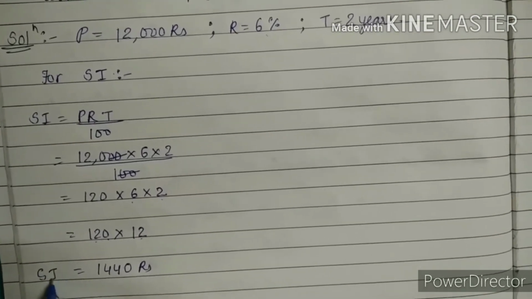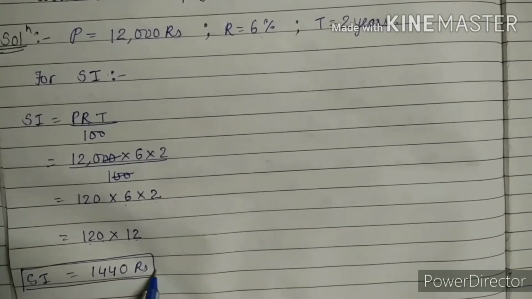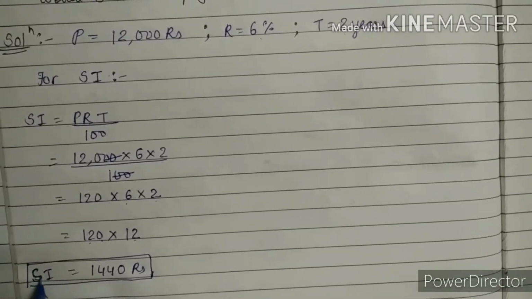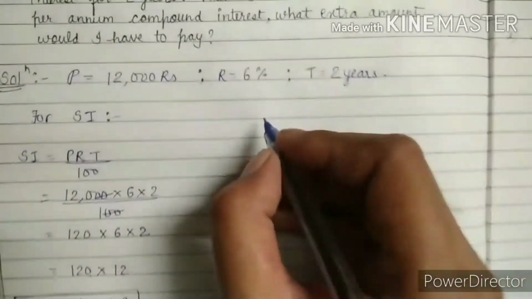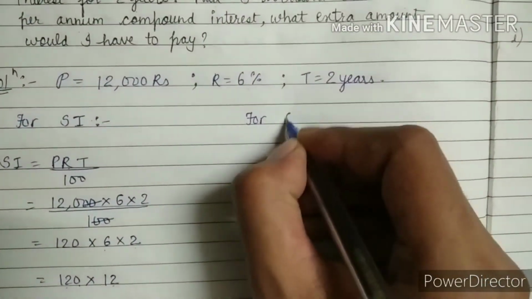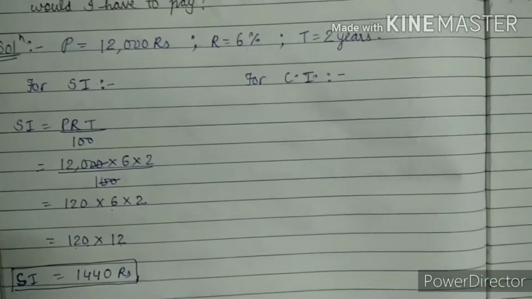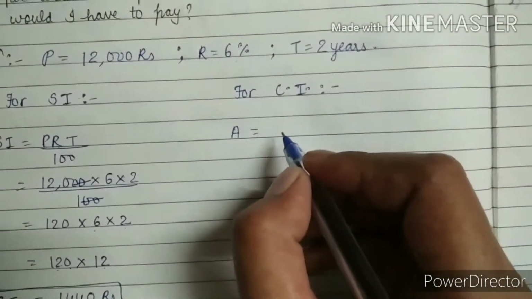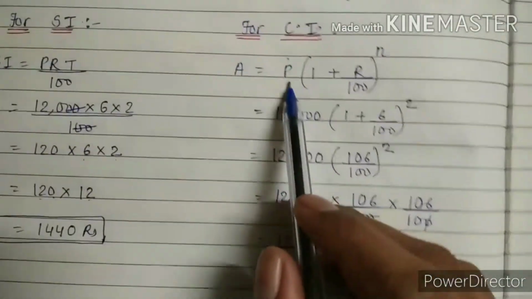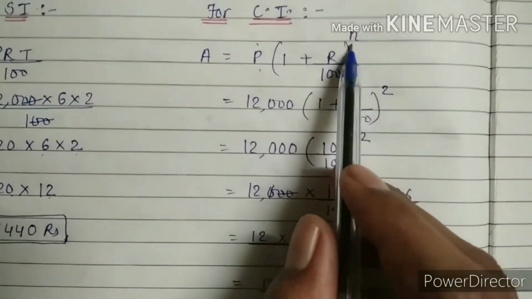This amount is given on the simple interest when we are taking the amount on simple interest. But one more case is there. When we are taking the amount on compound interest, what will happen? Let's see. Firstly, we will take the amount is equal to P into 1 plus R by 100, whole power is N.